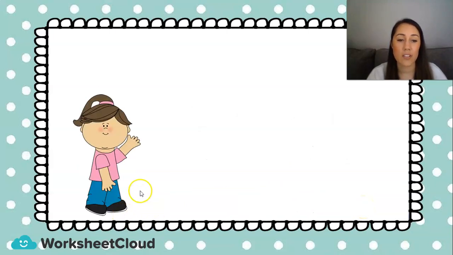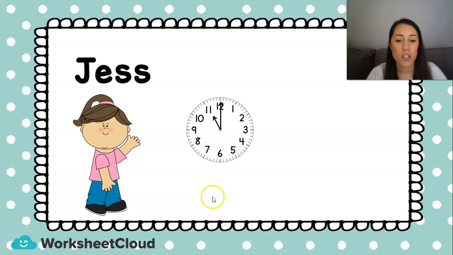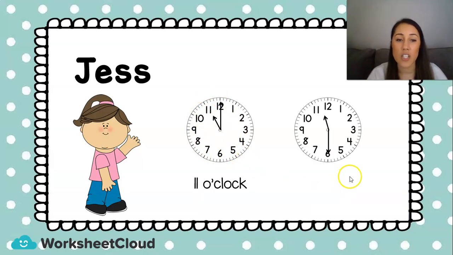Okay, and then this is the little sister, and she seems to be a little bit older than Josh, and her name is Jess. So mom collects Josh at 11 o'clock, and then she collects Jess at this time. And what is this time? The long hand is on the 6, so it is 12:30.